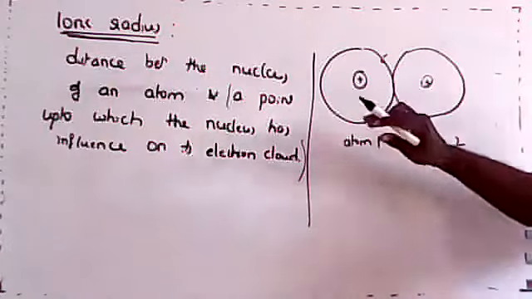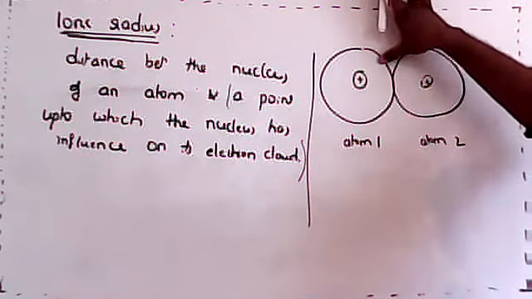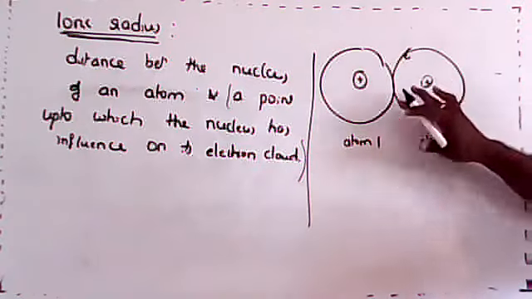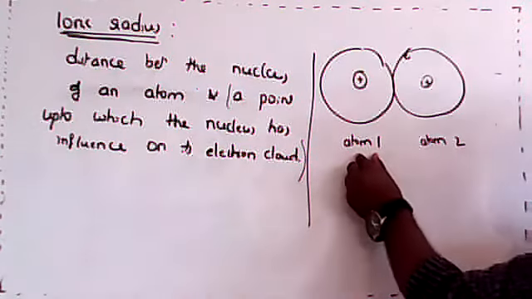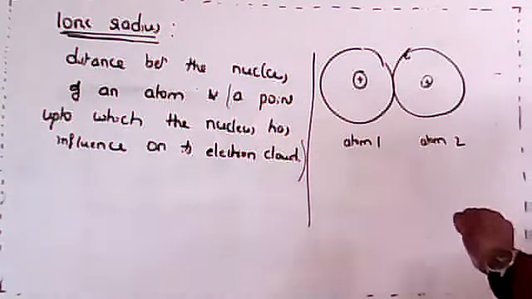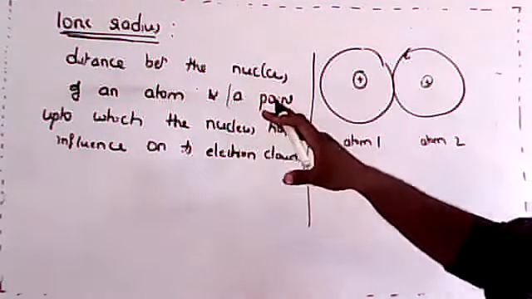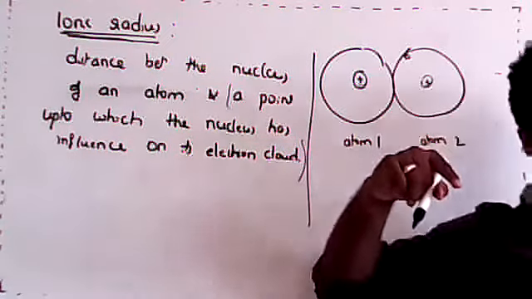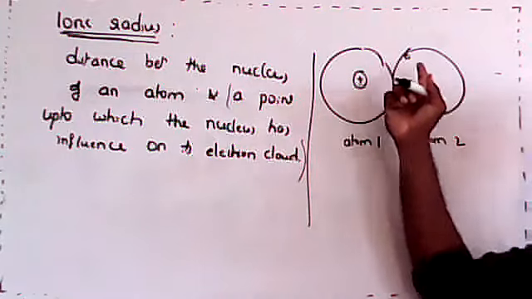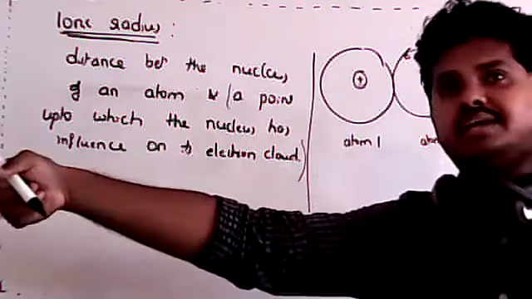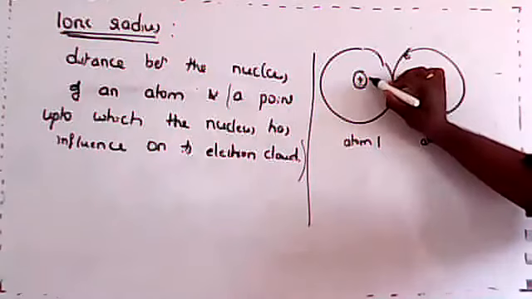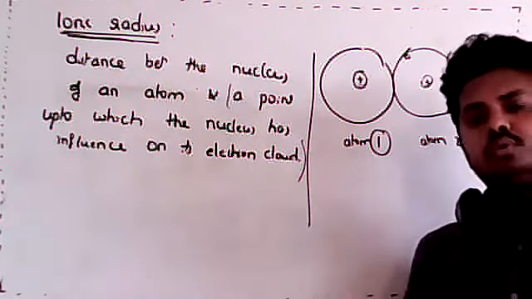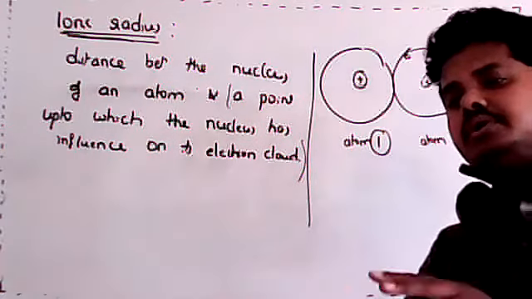So what do we mean by the ionic bond? This electron will be transferred to this atom. Got it? Atom 1's electron is transferred to atom 2's cloud. Even though this electron was belonging to this nucleus, after transferring, will atom 1 say that this electron belongs to me? No, it has lost its right over that electron.